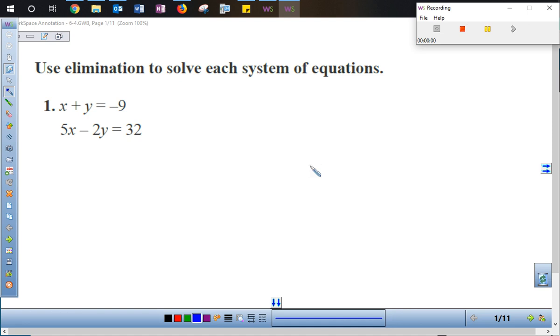Alright guys, today we're going to talk about how to solve problems using elimination, similar to last class period, but we're going to take it a step further. So we're going to start with number 1, and it says use elimination to solve each system of equations.